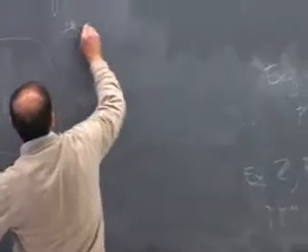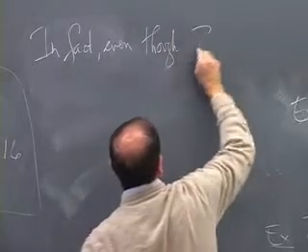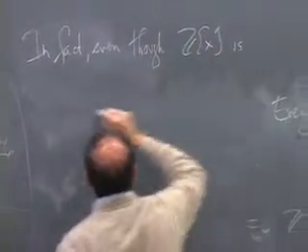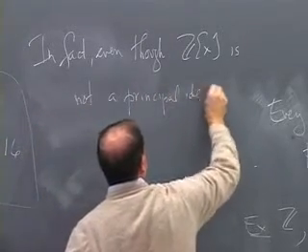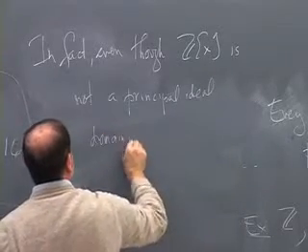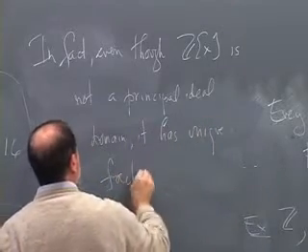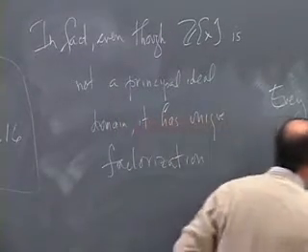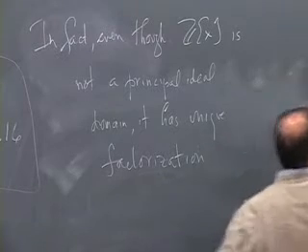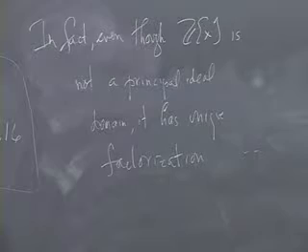In fact, even though Z of x is not a principal ideal domain, it has unique factorization. And we'll say what the primes are and everything. And the more general theorem, which you can find in the book, which I'm not going to show to you, which is the thing you can get out of this method, is usually stated the following way.